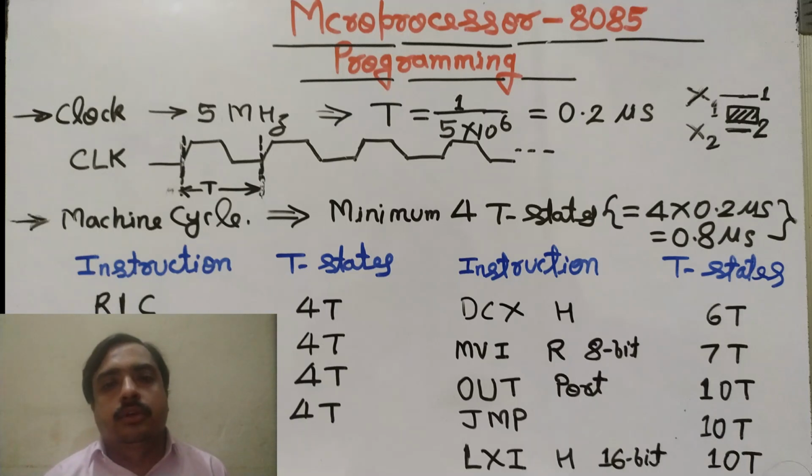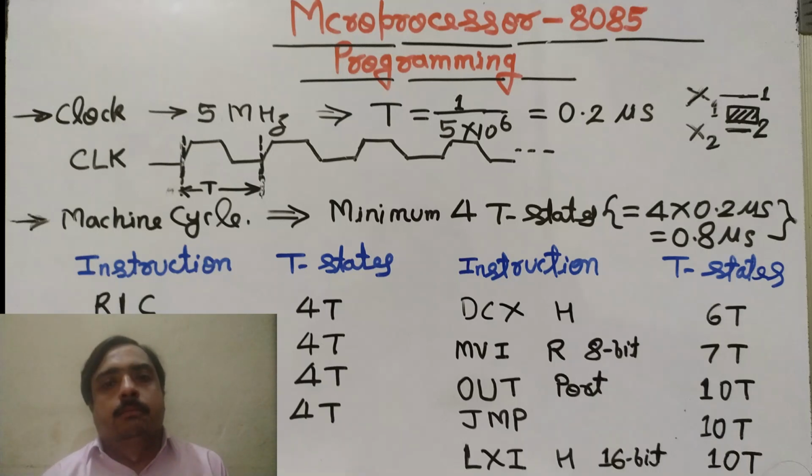Suppose that the 8085 clock frequency is 5 megahertz. From this we can calculate the clock time period T, which will be 1 upon 5 into 10 to the power 6, that comes out to 0.2 microsecond. In the diagram it is shown what T is. T is the time period of the clock frequency. T is the minimum time for which a microprocessor processes its instructions.